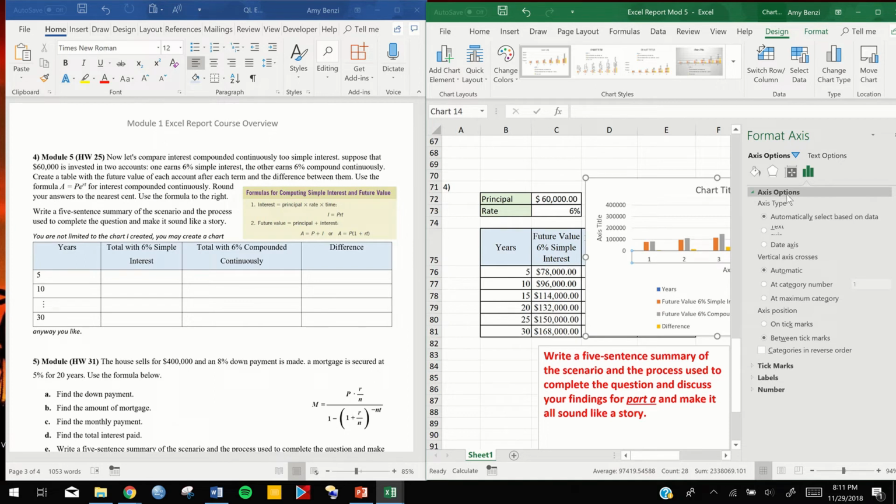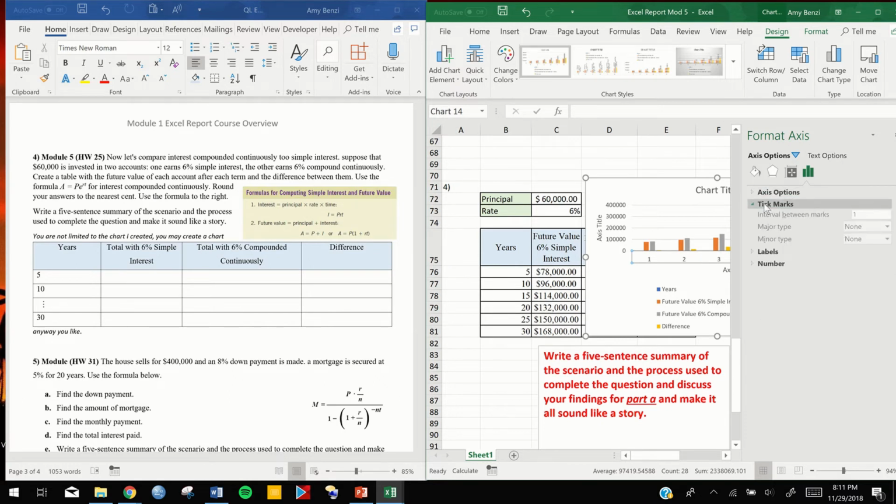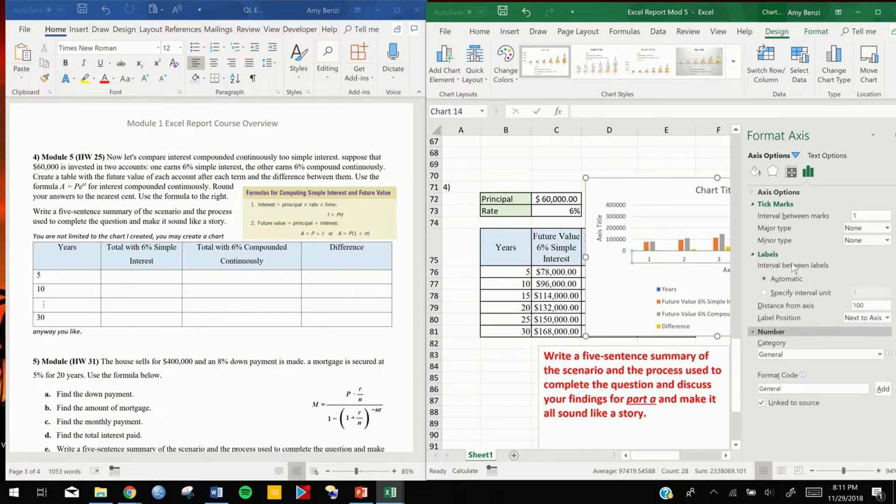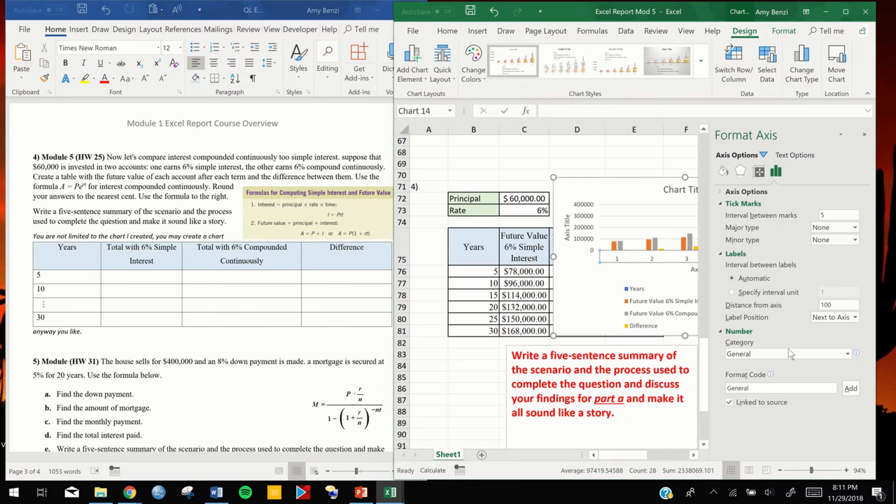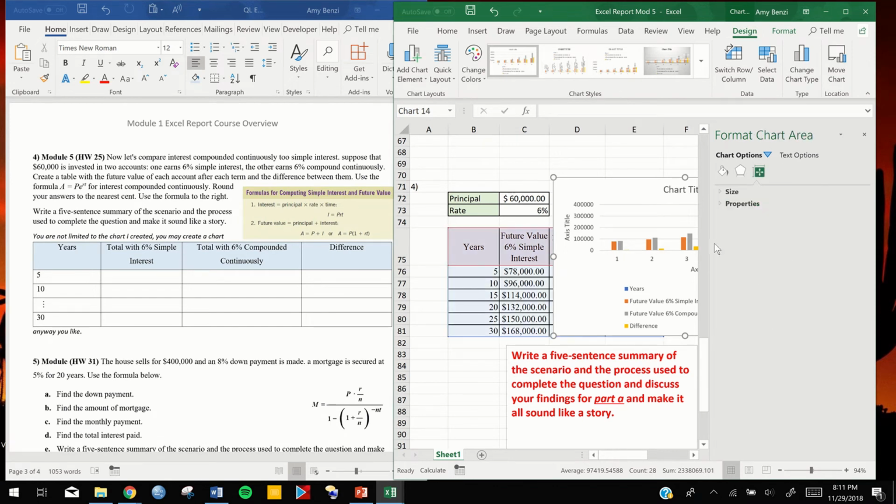Axis options. Oh, here we go. I see. Here we have our maybe tick marks or labels. Numbers, intervals at 1. I'm going to put 5s. I think that's what I'm trying to find here. And then what? So I changed that to 5, and then it did not do anything.